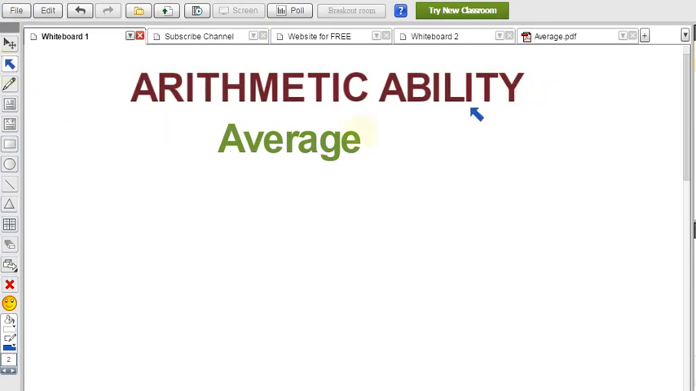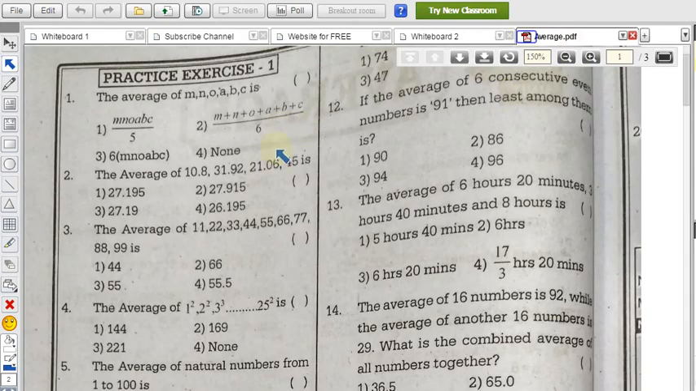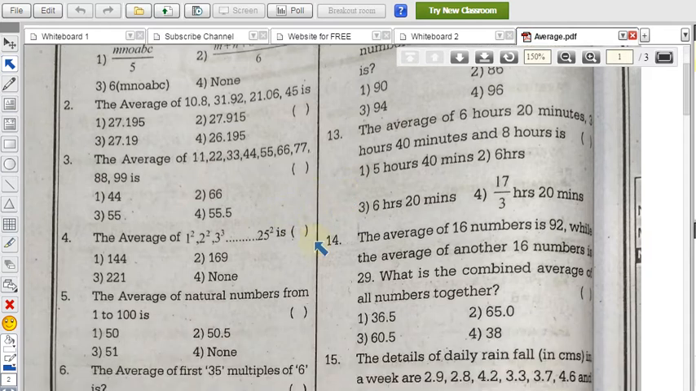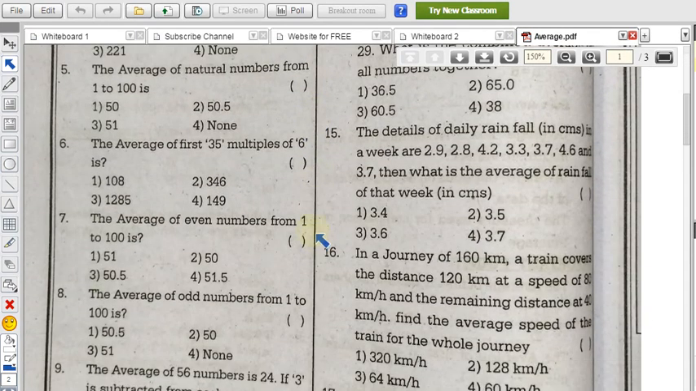In arithmetic ability, the topic is average. So I'll explain this topic first, including all the important points and some shortcut tricks. Then I will discuss one of the model papers. This is the paper for all the competitive exams, with all the important questions from the average topic from the previous examination point of view.